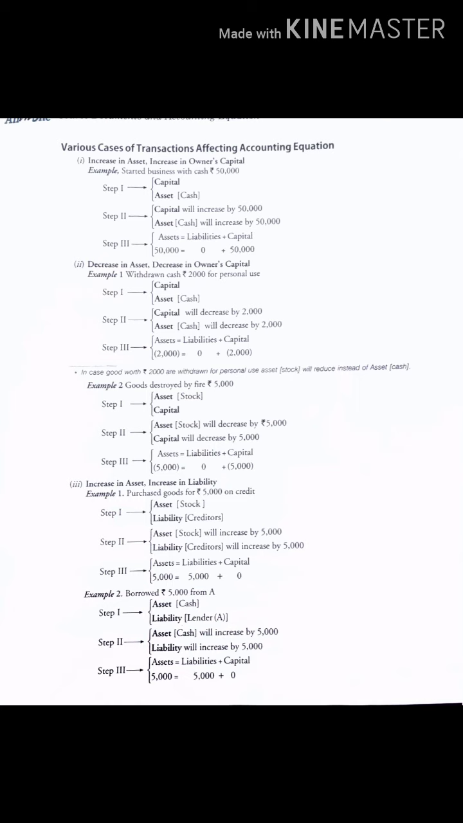Goods destroyed by fire, 5000. Okay. So now again, what is the effect? Goods are being destroyed by fire. Goods means what? The stock which I have. Now stock is what? An asset again. Okay. Now again it is destroying 5000 of goods. That means it is destroying a part of the capital of the owner. Why? Because it was the stock which was lying in the company.